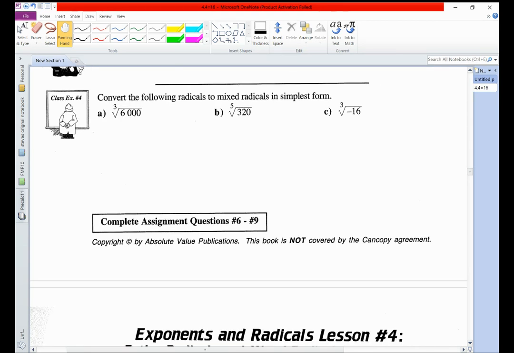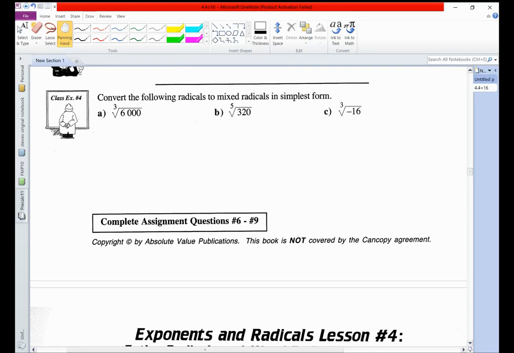Convert the following radicals to mixed radicals in simplest form. I'm going to go over A and C, and I'll leave B as a challenge question for you. It is tricky, and I'm probably not going to ask you how to solve fifth root questions, but it is a good challenge question for those of you who are maybe finding the material a little bit too simple or a little too slow. Make sure you can do that.